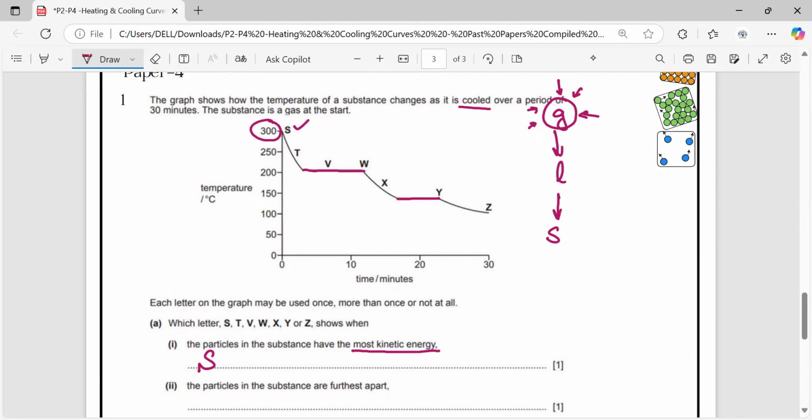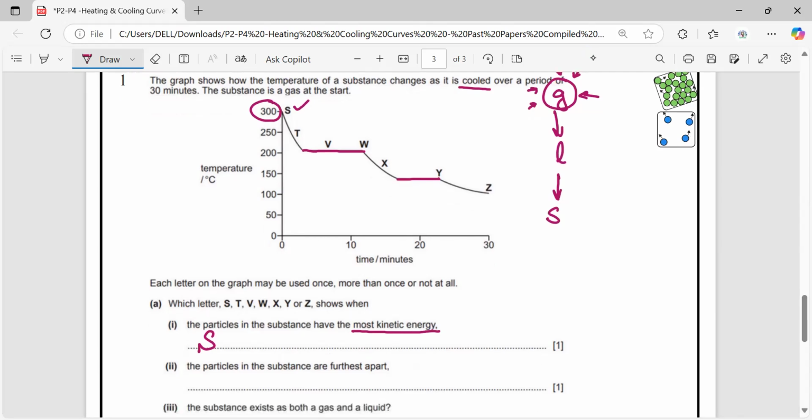First of all, it is a gas. Secondly, it has a very high temperature, the highest temperature here. The particles in the substance are furthest apart. They are furthest apart again in S, because these are gas particles and they are moving at very high speed with the most kinetic energy. So they are further apart also.